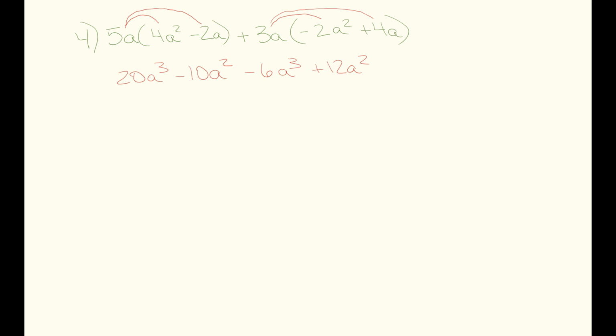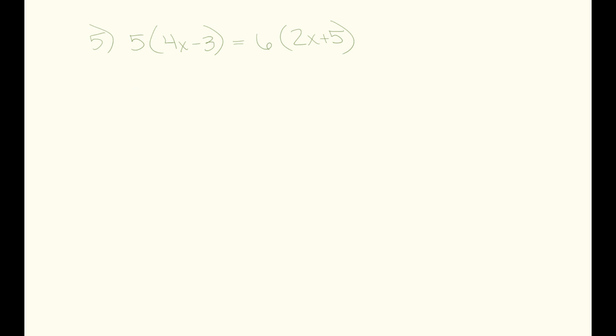Now I'm just going to combine like terms. So again, we want it in standard form, so always start off with the terms with the highest exponents. So 20a cubed minus 6a cubed would give me 14a cubed. Remember, you're just subtracting your coefficients. You don't mess with your exponents. That just lets you know they're like terms. Okay, and then negative 10a squared plus 12a squared gives me 2a squared. So that would be my final answer.